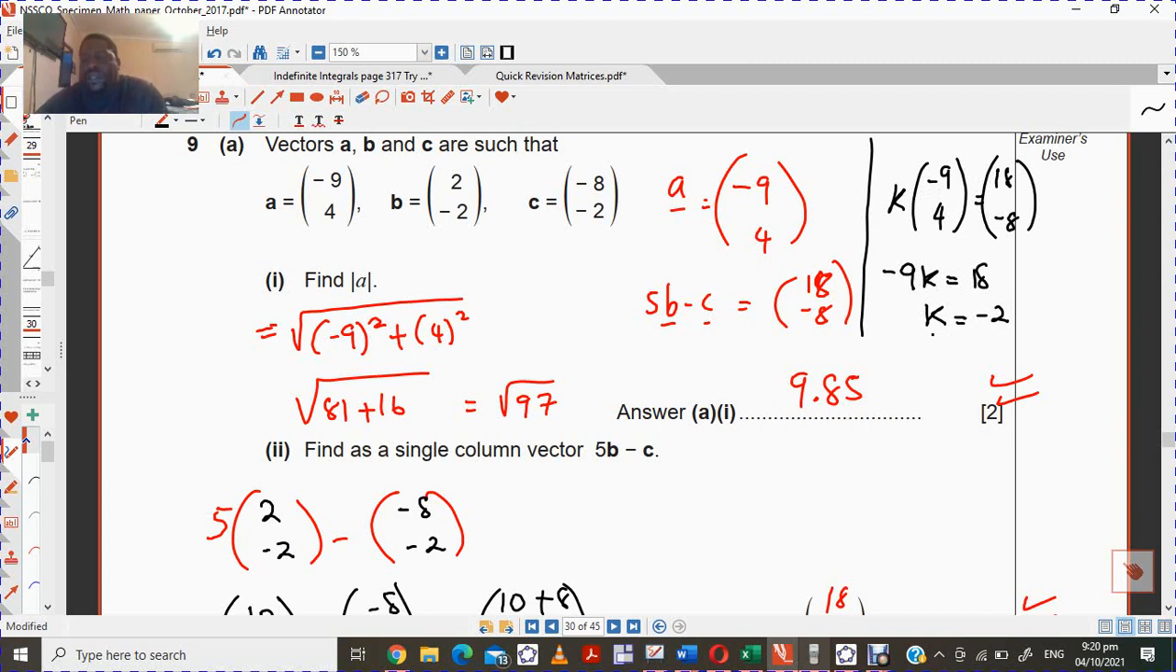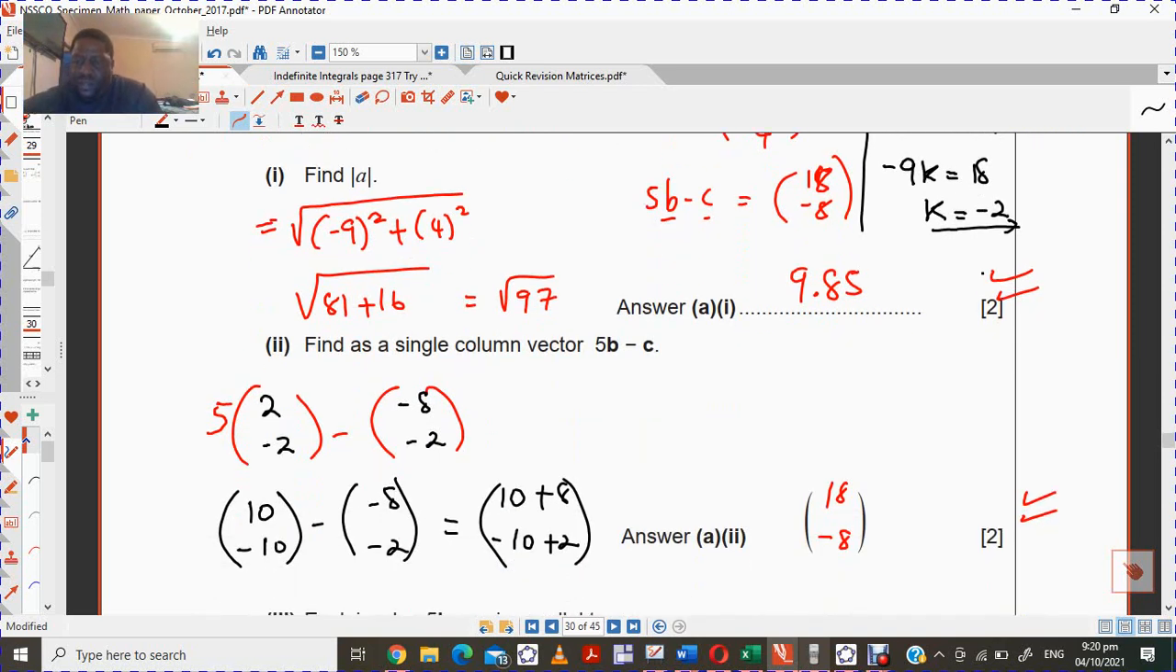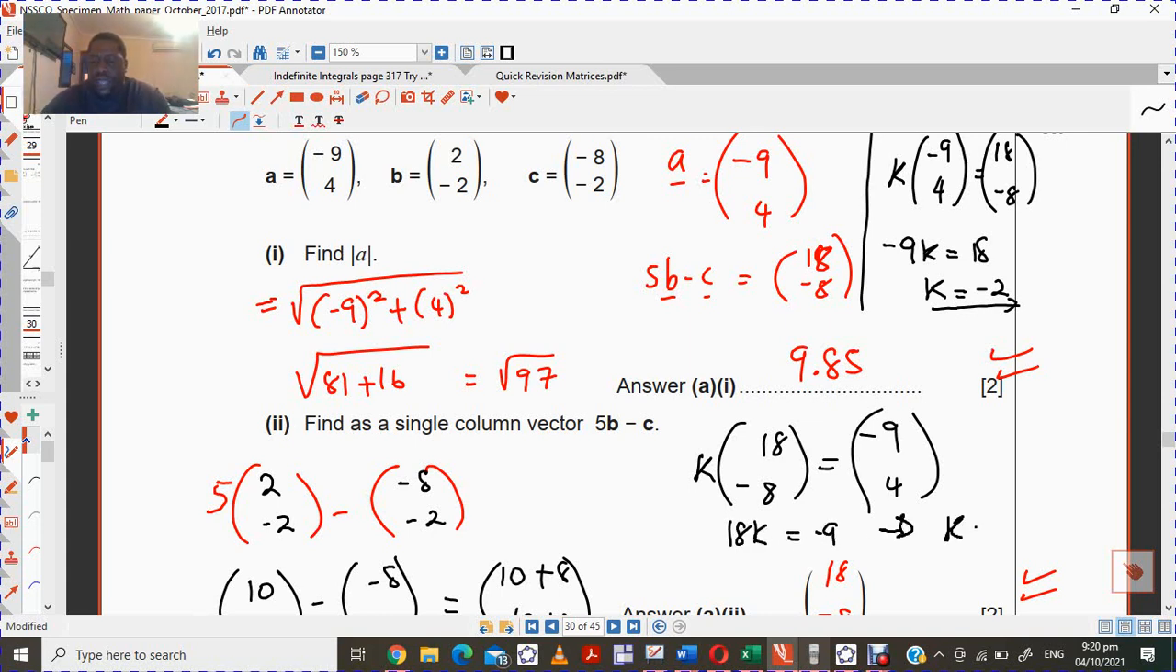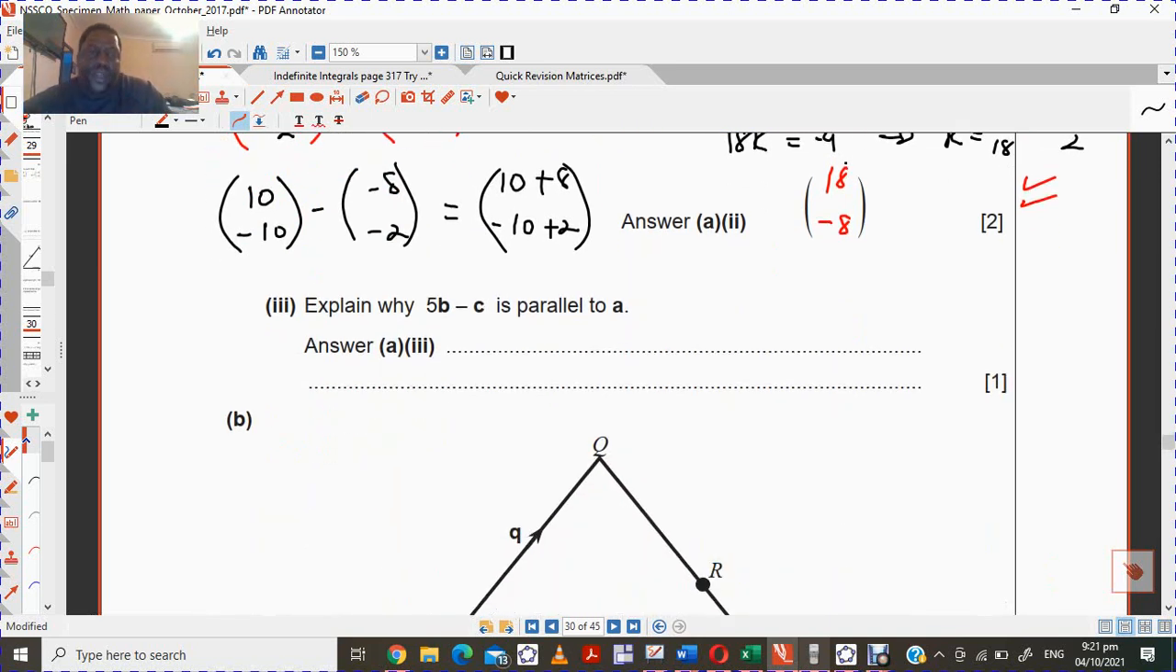All right, the scalar quantity doesn't have to be that. I could have decided to put my k at any one. I could have decided to take 18, negative 8, and I put my k here, let it equal to negative 9 and 4. It doesn't matter. So for example, this will be 18k equals to negative 9, right? So this gives me k equals to negative 9 by 18, which is negative a half. Bottom line is, wherever I put my k, one is a scalar quantity with the other one. So that's all that you have to write in your explanation.